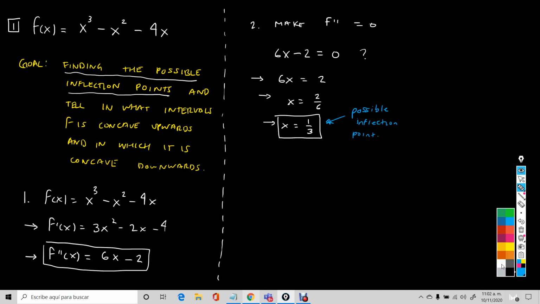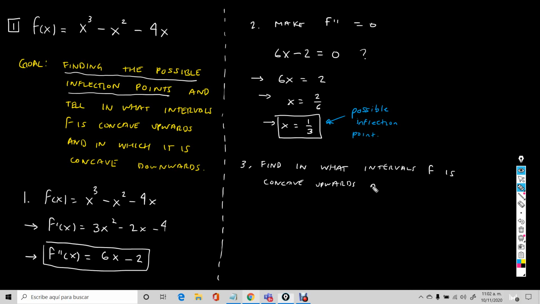Okay, now number 3: find in what intervals f is concave upwards and concave downwards. And we're going to use, one more time, this particular point, this possible inflection point.